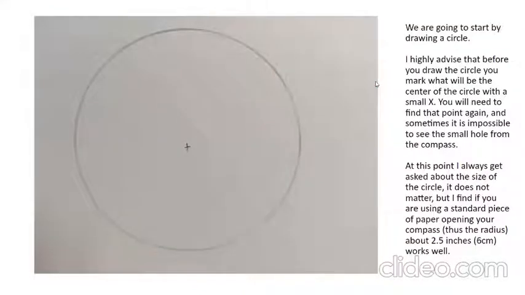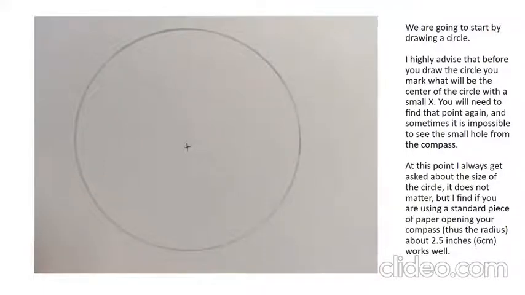So to start, we have to draw a circle. I always advise that before you draw a circle, you mark where the center of the circle is going to be. And that is because I have spent way too much time trying to find the minute little puncture where I had put the sharp point of my compass. So draw a little X, and then open up your compass.